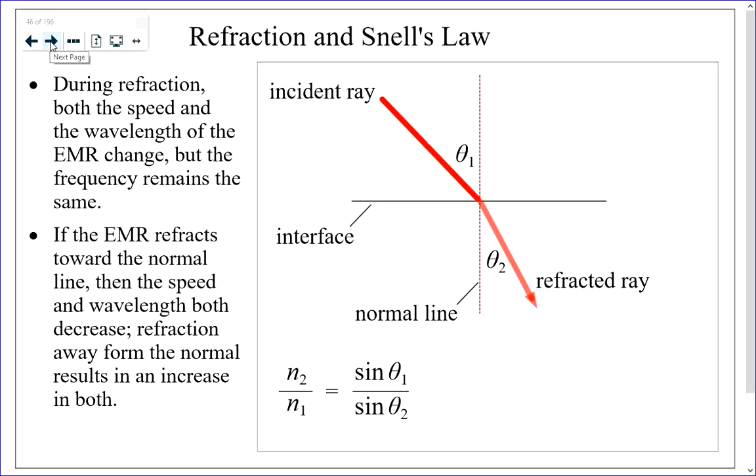Of course, we have Snell's law, which appears on your formula sheet in two forms. One is n2 over n1 equals sine of theta 1 over sine of theta 2. So that relates the indices of refraction, n, of each medium to the angle of incidence and the angle of refraction. You also have the second version of Snell's law, which says n2 over n1 is equal to v1 over v2, which is equal to lambda 1 over lambda 2. By the way, just a note, not all of the light is going to be refracted. There will always be some reflection off of a surface.